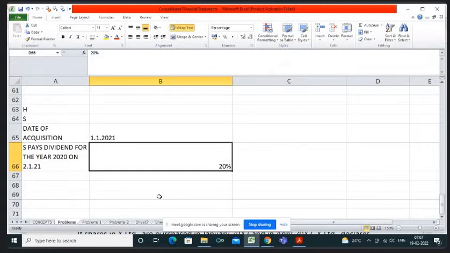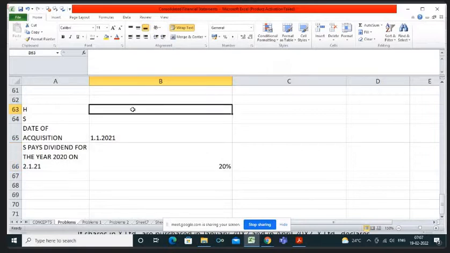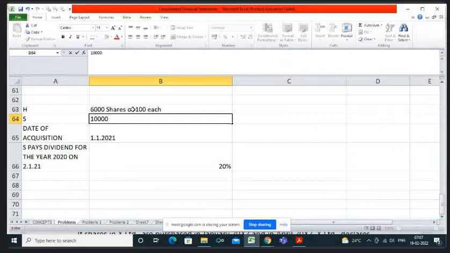Then how should we account? H has purchased, let's say, 6,000 shares. 6,000 shares of 100 each. And total share capital is 10,000 shares of 100 each.